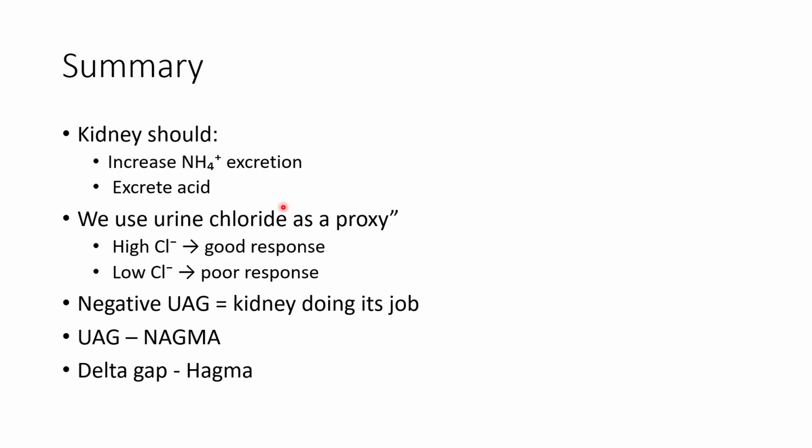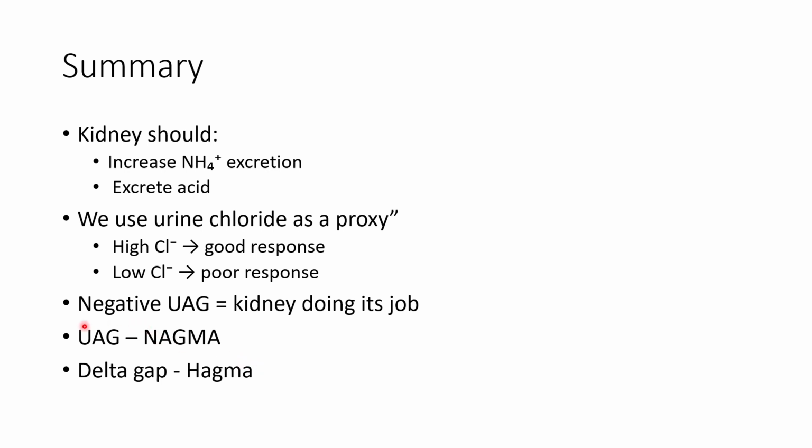So, summary: in case of acidosis with a normal anion gap, the kidney should increase the NH4 plus excretion. That will be seen as increased chloride, because it is a surrogate marker of NH4 plus. If you see high chloride, basically the urine anion gap is negative, then it is a non-renal cause. And if the chloride is low, that means the urinary anion gap is positive. That means a renal loss and renal cause.